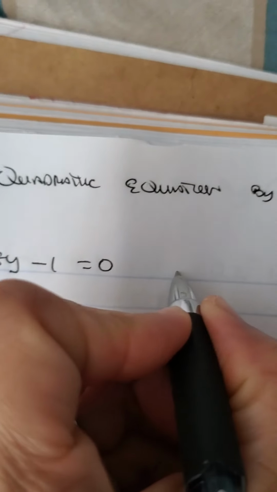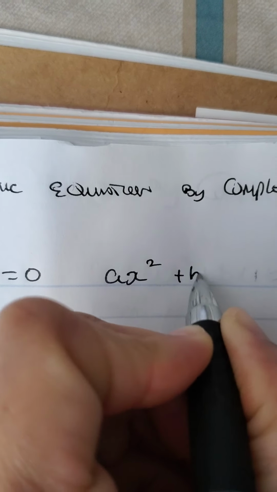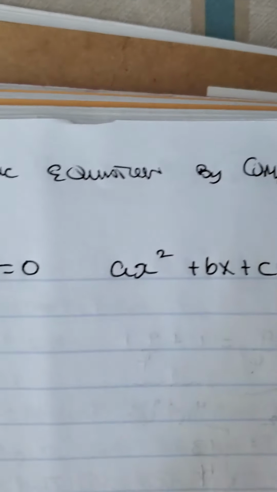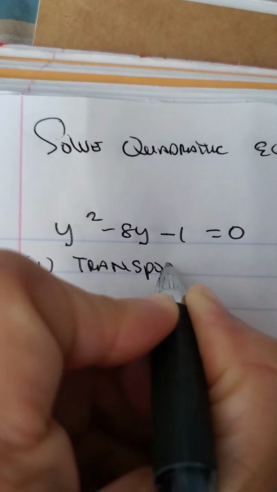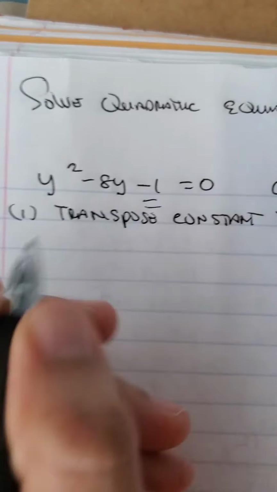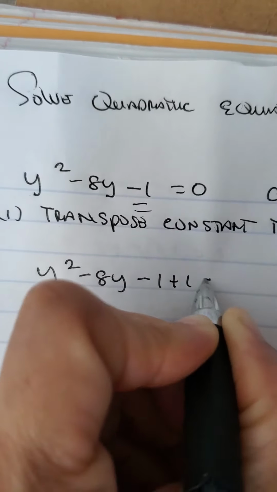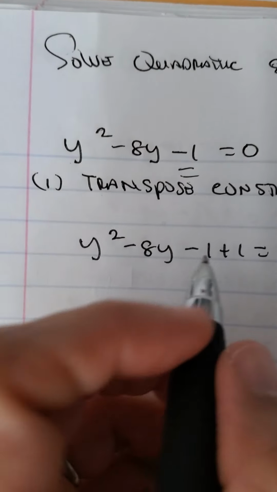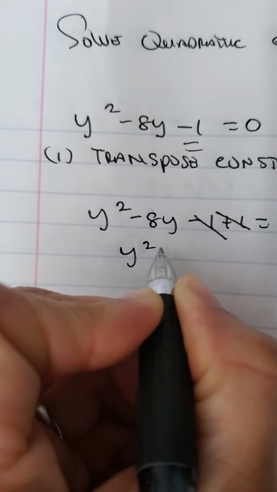So what you want to do, remember that quadratic equations are in the form of ax squared plus bx plus c equal to 0. So what you want to do, step 1, you want to transpose your constant term. Transpose constant term, and that's my c term, right? So here we go. I'm going to transpose my -1 term by performing the opposite operation. And I did it to both sides in keeping with the law of equations. What you do on one side, you must do to the other side. So my new equation looks like this.